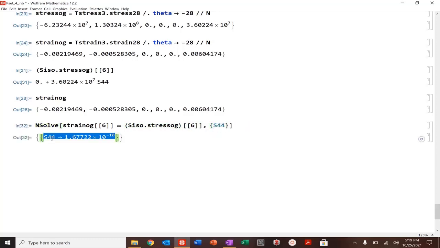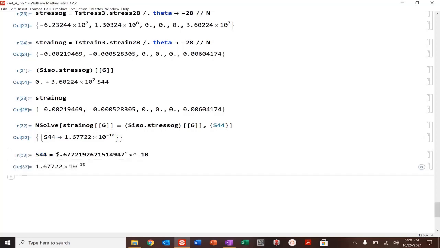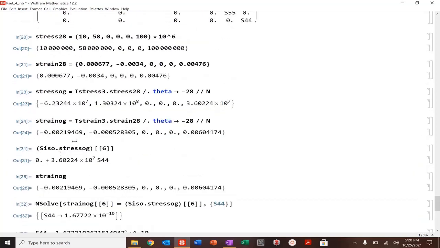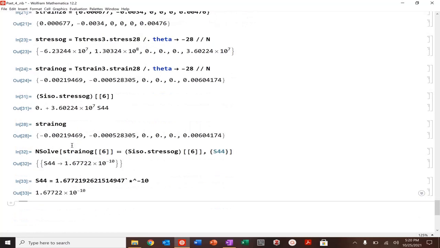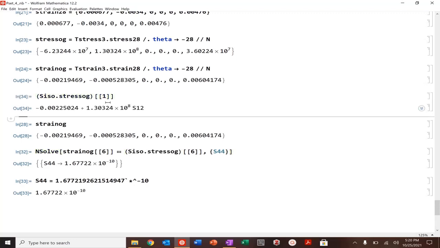So I could get my S44. So I could get that value. And then I could start to kind of play around with the other values. So let's look, for example, at equation 1 here. So here I'm given equation 1, but only one answer solution there.